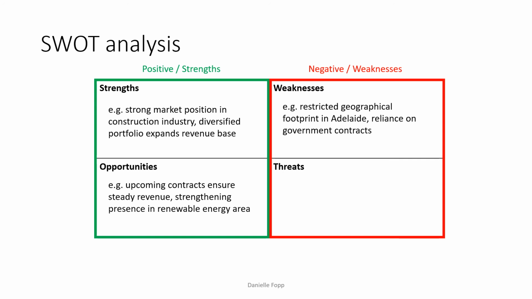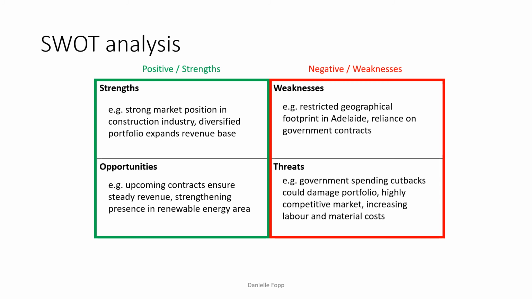Weaknesses could be something like restricted geographical footprint in Adelaide or reliance on government contracts. So here we have an opportunity or lots of upcoming contracts. However, if they are all government contracts, you don't want to be too reliant on that because you might not win all of them. Threats, well, government spending cutbacks could damage our portfolio. It's a highly competitive market, and we also have to factor in the increasing labour and material costs.